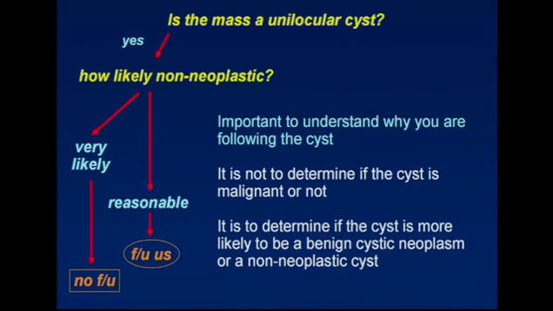Now, it's important to understand why you're following the cyst. This is oftentimes confused by people. You're not following the cyst to determine if the cyst is malignant or not. You've already made that determination. Remember, by calling it a simple cyst, you've practically excluded malignancy from the diagnosis, especially if the cyst is less than 5 centimeters. No, the reason you're following the cyst is to determine if the cyst is more likely to be a benign cystic neoplasm or a non-neoplastic cyst.